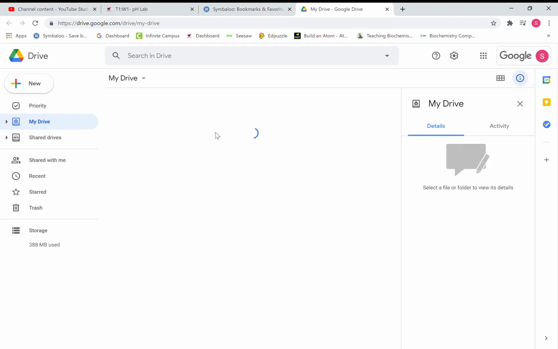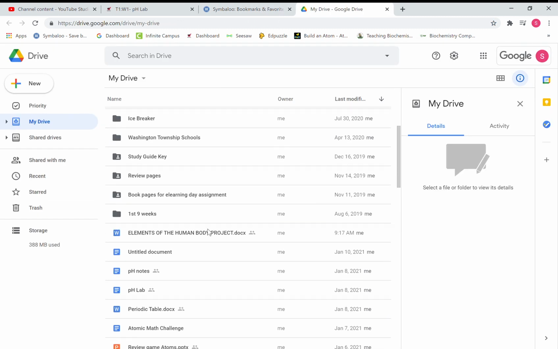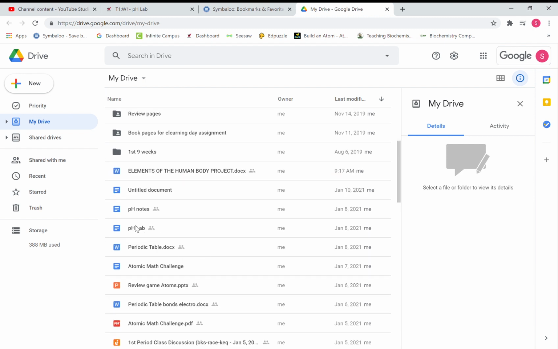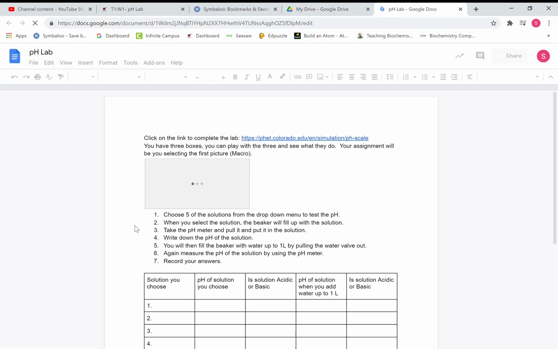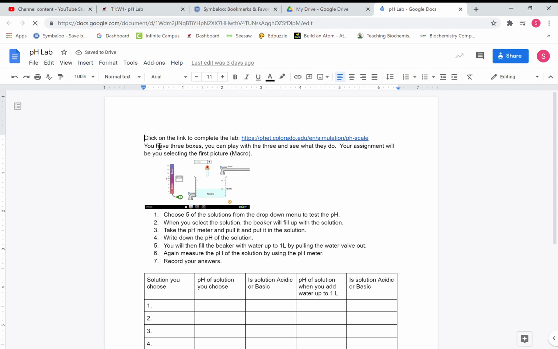So the assignment looks like, at the top, it's going to show you the website that you need to go to. I've given you a picture here to see which one you should be choosing. You're going to choose the drop-down menu in the middle, which is right here. It's telling you to select 5 of them from the drop-down menu. You're going to write down which solution you chose. You're going to take the pH meter and measure the pH of each. You're going to tell me whether it's an acid or a base, and you'll know that by this scale over here on the left. You're going to go ahead and add up to a liter of water.